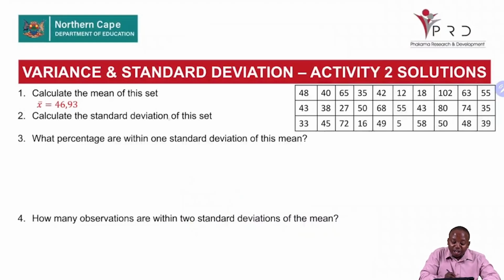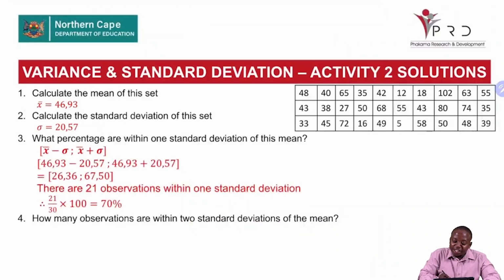The mean and the standard deviation, we use the calculator. Then we determine our intervals. Within one standard deviation, it's the mean minus the standard deviation. The upper limit is the mean plus the standard deviation. So our mean is 47.93 minus our standard deviation 20.47. We do the same for the upper limit, 47.93 plus 20.57. So the lower limit is how much?